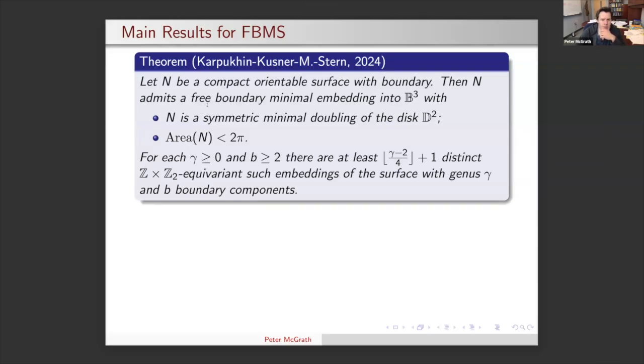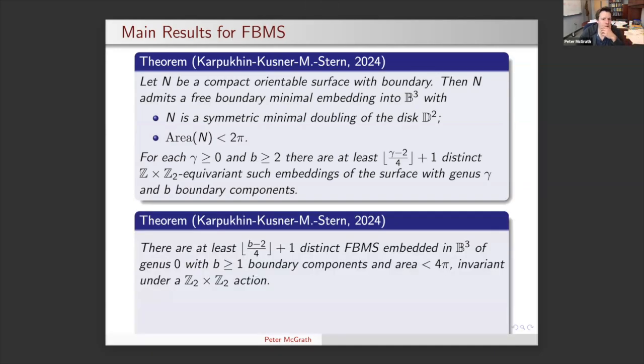So if we consider the genus, the number of distinct ones we get, with this Z2 cross Z2 symmetry, grows linearly with the genus again. We have also results that are not for basic reflection surfaces. So in particular, in the genus 0 case, we have lots of constructions of minimal surfaces that are not necessarily basic reflection surfaces. So I just enumerate one of the results we have there.